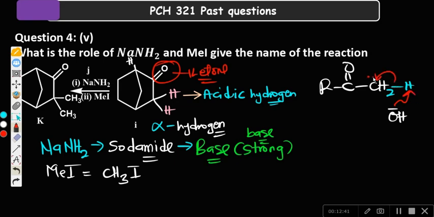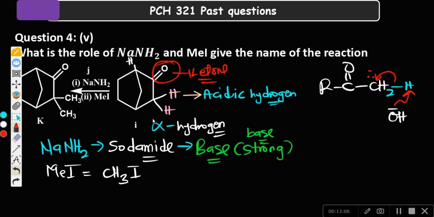This one will form a negative charge here, which is a perfect nucleophile that can attack another aldehyde to give the desired product, which is a beta hydroxy ketone or a beta hydroxy aldehyde, depending on the nature of the reacting species, whether it's an aldehyde or a ketone. Please refer back to your aldol condensation reaction. Now, the same process is going to take place here.